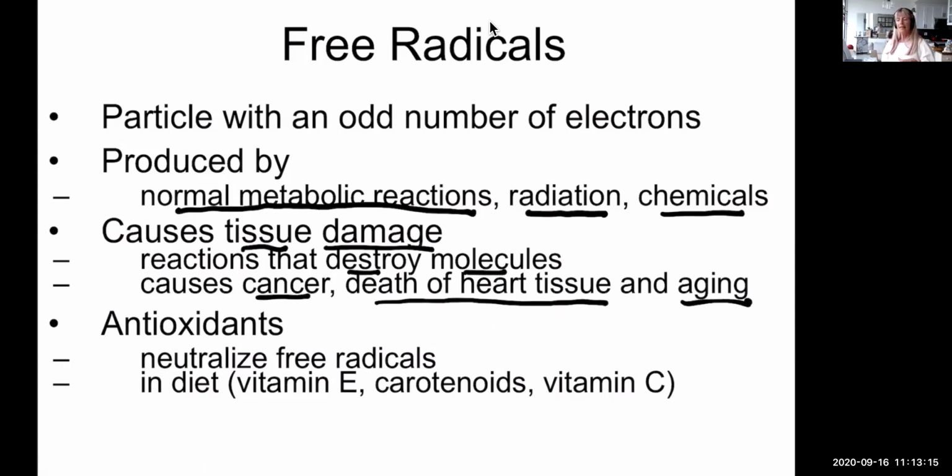Our body has a natural defense against free radicals to neutralize them. And in the diet, in particular, the types of vitamins that can help to neutralize free radicals are vitamin E, carotenoids, from which vitamin A is produced in the body, synthesized, and vitamin C.